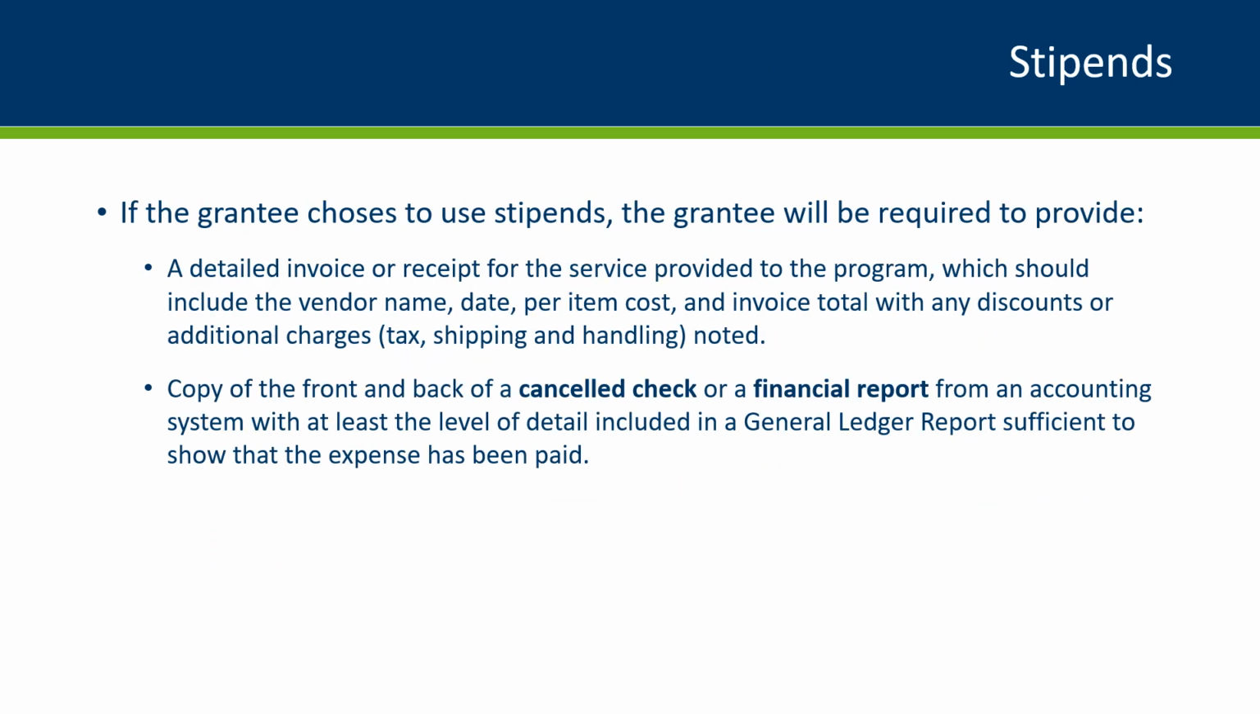Stipends. If a grantee chooses to use stipends, the grantee will be required to provide a detailed invoice or receipt for the service provided to the program, which should include the vendor name, date, per item cost, and invoice total with any discounts or additional charges, such as tax, shipping, and handling, noted. Copy of the front and back of a canceled check or a financial report from an accounting system with at least the level of detail included in a general ledger report sufficient to show that the expense has been paid.